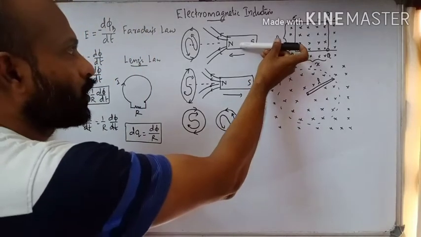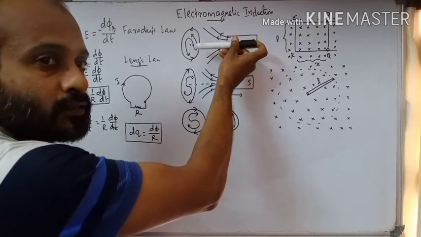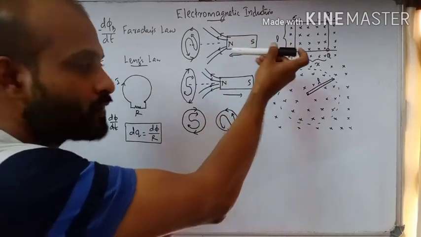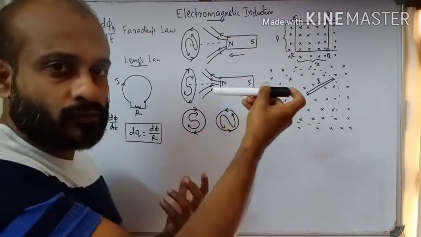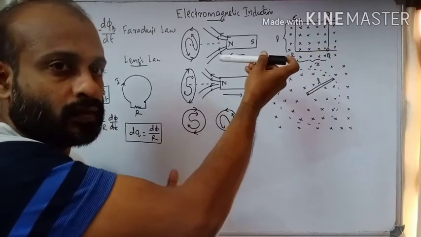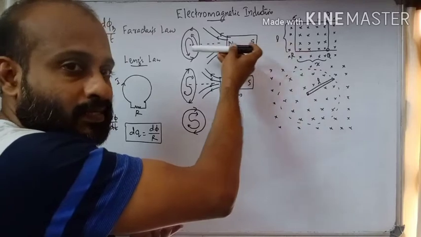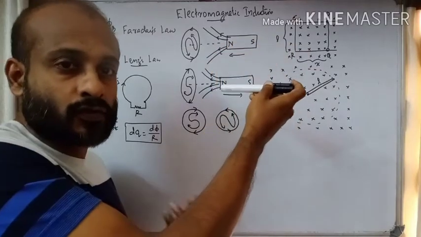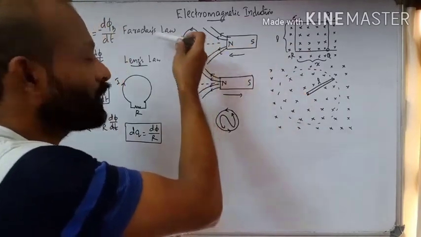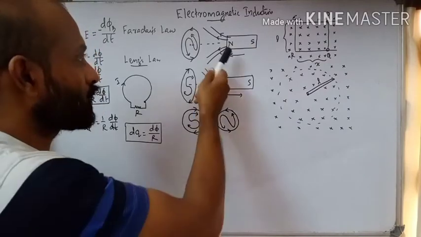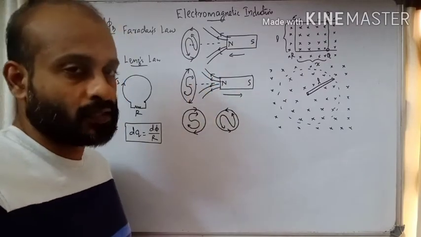See, when you bring the north pole towards this, it will experience a repulsion. Who is moving the north pole externally? Suppose we are moving the north pole. There's a repulsion. We need to spend more energy to push it inside. The energy which you spent will be converted to electric energy. So we can say it is related to the law of conservation of energy also.